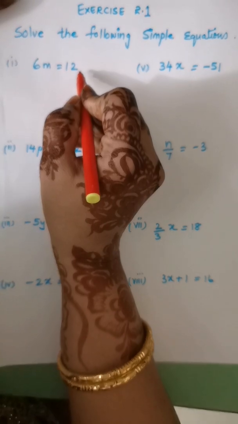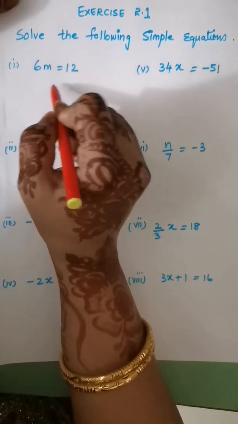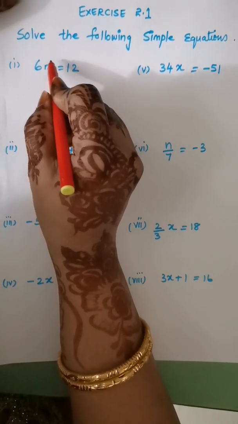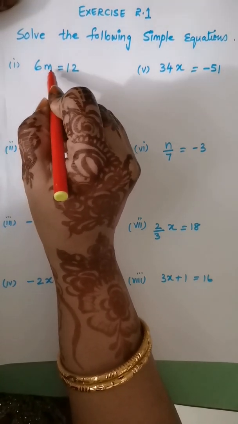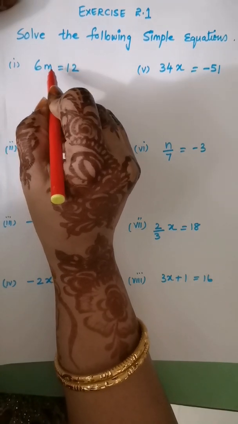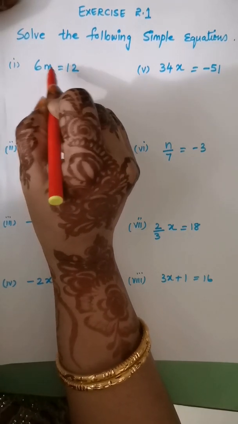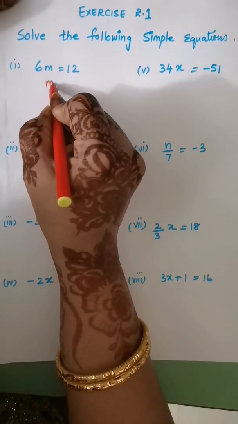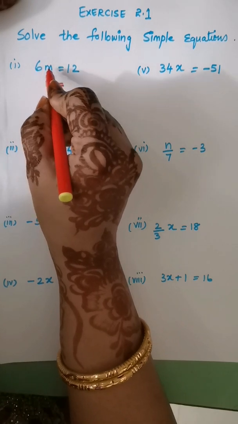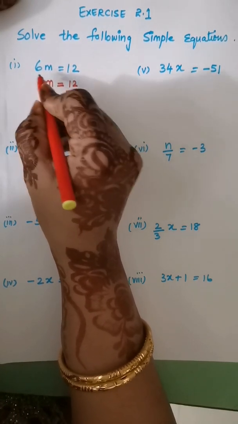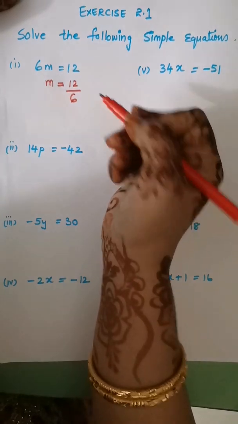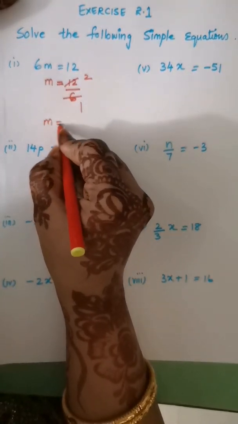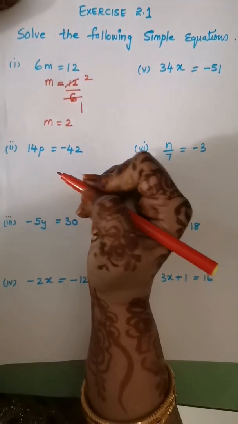Now 6m is equal to 12. Solving the equation means you have to find the value of the variable in that. Now we have to make m alone. 6m is nothing but 6 into m. If a sign is not there, it means multiplication. Now multiplication will change into division. This 6 will change into division. Division means it will come down. 6 ones are 6, 6 twos are 12. So the value of m is equal to 2 is the answer.